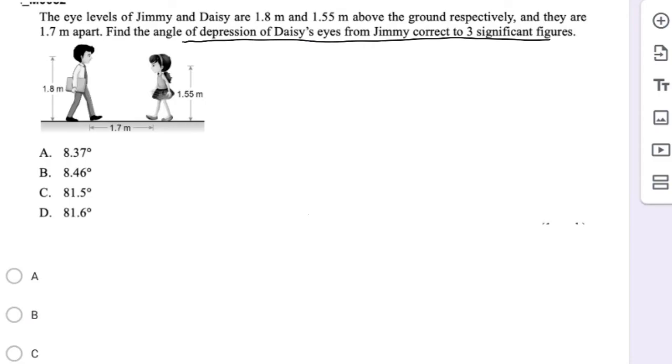Question like this, you are going to find out the diagram yourself first. So basically, can you imagine there will be a trapezium like this? And then for Daisy, Daisy will be this one.